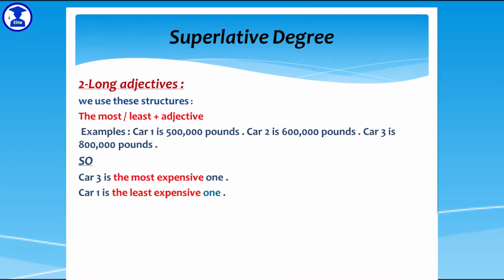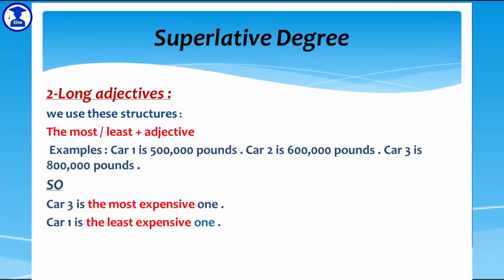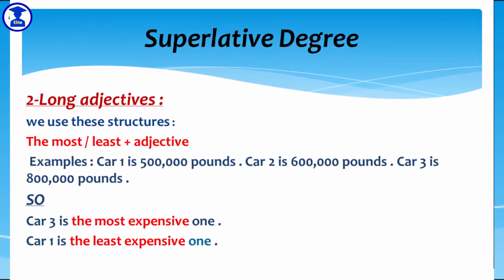Now, dears, how to put long adjectives into the superlative degree? We add the most or the least before the adjective. Here is an example. If we have 3 cars, car 1, its price is 500,000 pounds. Car 2, its price is 600,000 pounds. Car 3, its price is 800,000 pounds. So we can say car 3 is the most expensive one, while car 1 is the least expensive one.